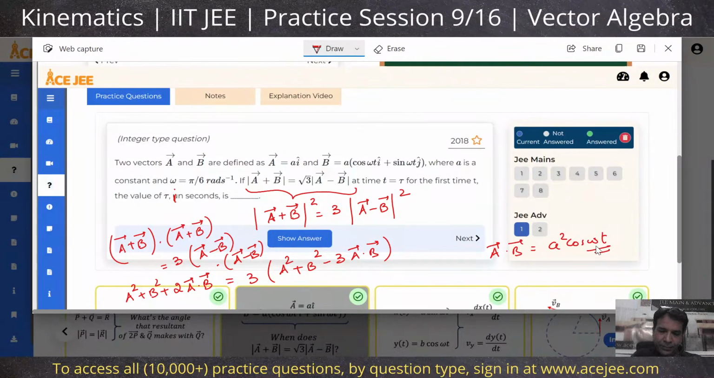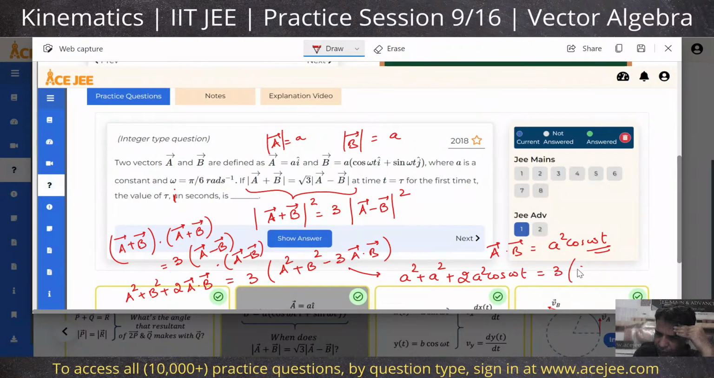Would you guys agree? Now the magnitude of a vector is simply a. Magnitude of b vector is again simply a. Just confirm it for me, please. Like this, right? So then this becomes a square plus 2a square cos of omega t is equal to 3a square plus a square minus 3a square cos omega t. So we'll cancel out a square. So what do we have?